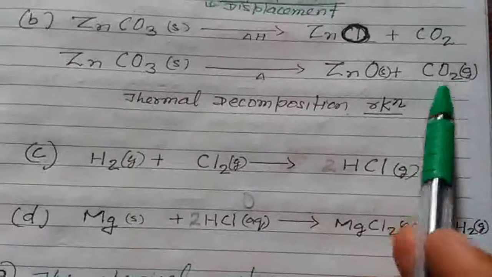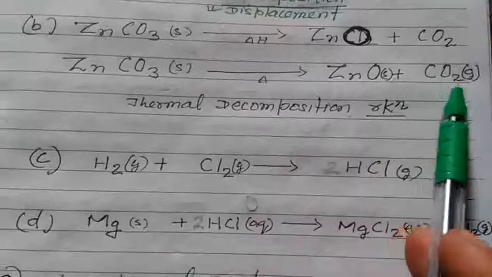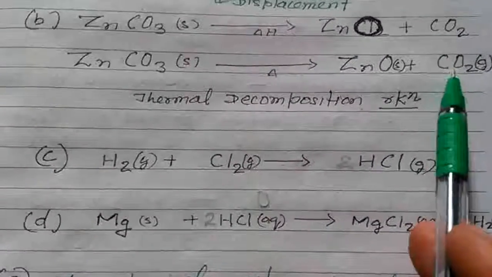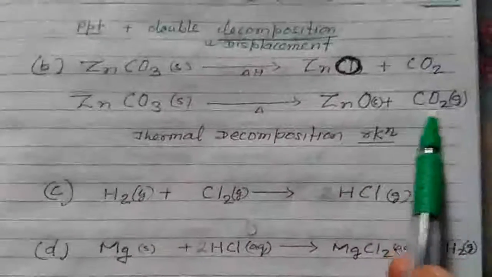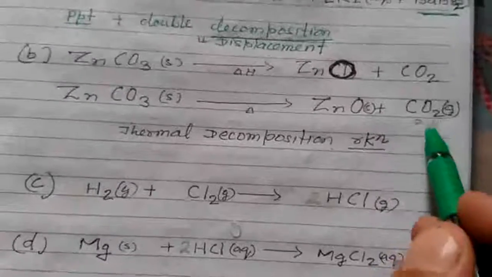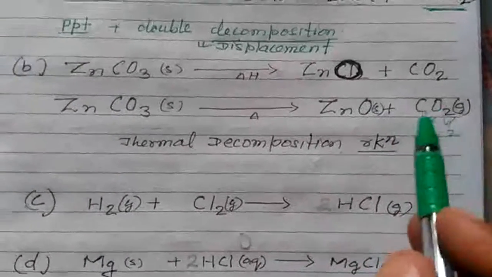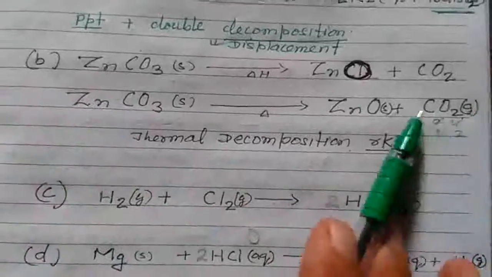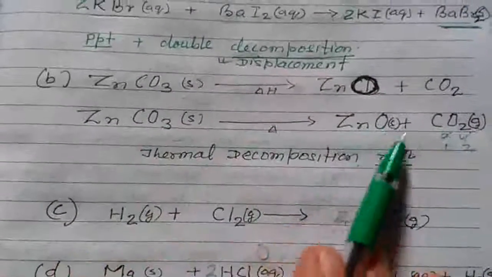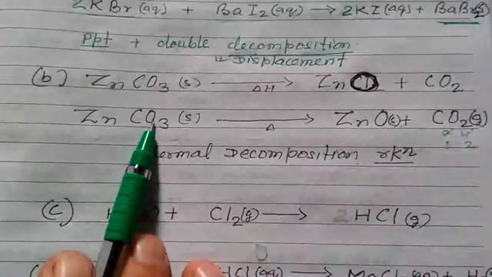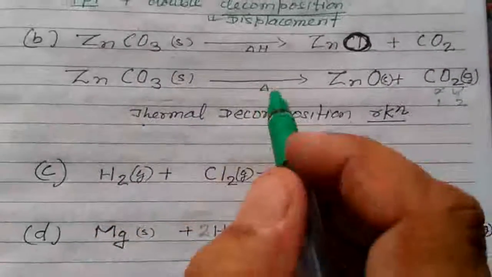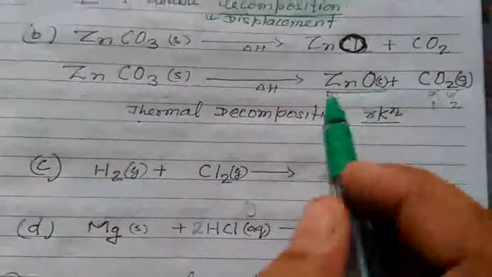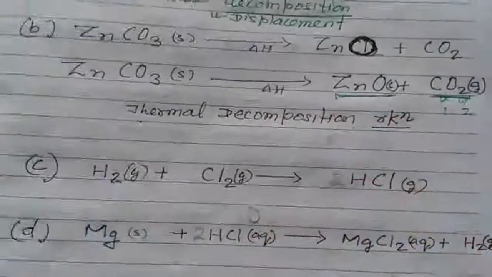CO2: carbon has valency 4, oxygen 2, so 4 and 2 when you cancel, they become 1 and 2. That's why I write CO2. So it is already balanced. 1 carbon, 3 atoms of oxygen on each side, and zinc 1, zinc 1. The reaction is thermal. When you heat it, zinc oxide is formed along with the release of carbon dioxide.